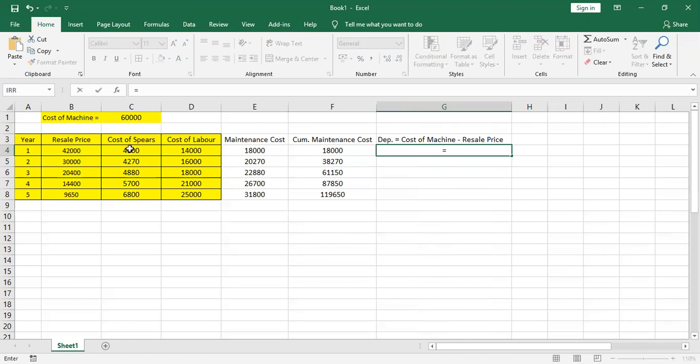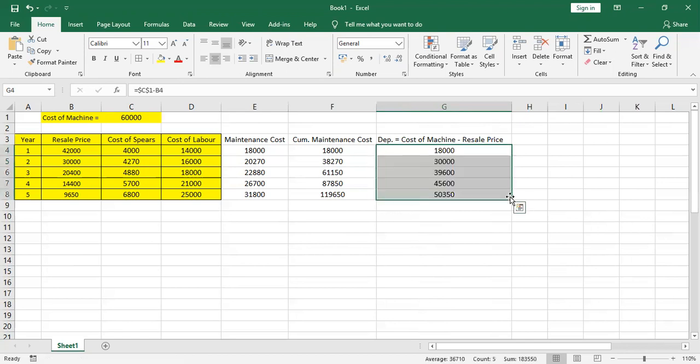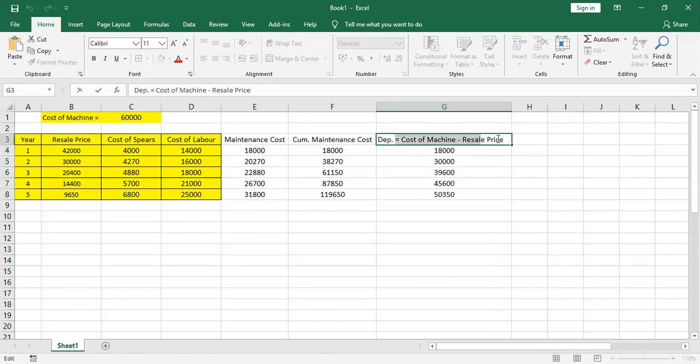My cost of machine is 60,000. 60,000 minus the resale price in the first year, that is 42,000. So 60,000 minus 42,000 is 18,000. So 18,000 is my depreciation. Similarly, I calculate depreciation for the rest of the years, right? This is the depreciation. To make the width of the cell short, I'm going to delete it so that you understand it.